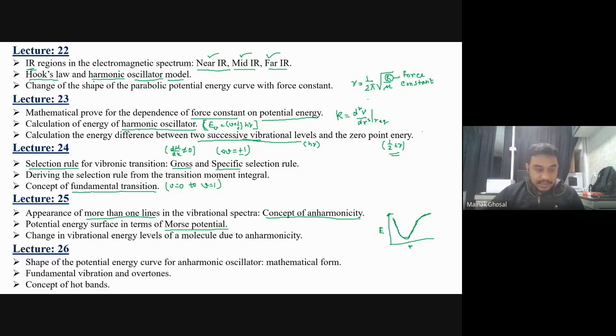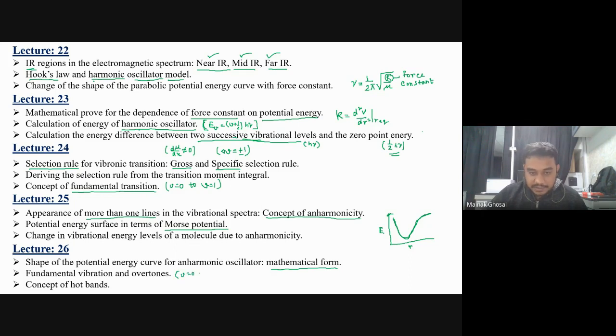In the next lecture, lecture number 26, there was a discussion of the shape of the potential energy curve for the anharmonic oscillator, and the mathematical form was discussed, just like the case of the simple harmonic oscillator. In this case, there was a third derivative, that is d3V by dr3. And then there was a discussion of fundamental vibration and overtones. What is fundamental vibration?